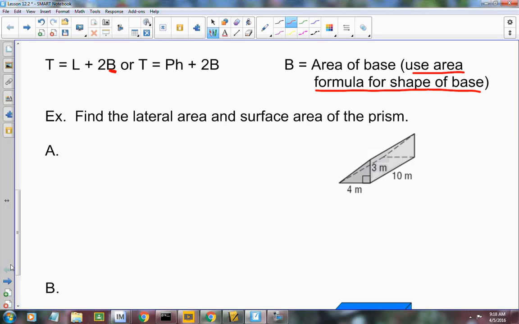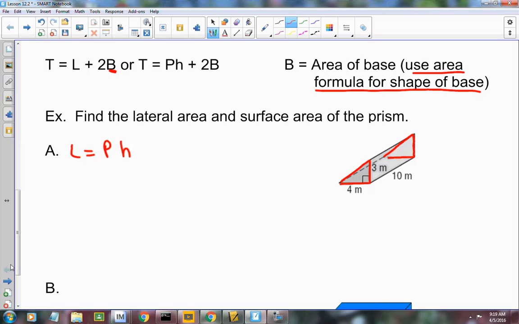First problem here. What shape is the base? It is a triangle. It is actually laying on its lateral face. And so when you're finding these pieces, it's really important to identify that the triangle is the base. So for the lateral, it is the perimeter of the base times the height of the prism.